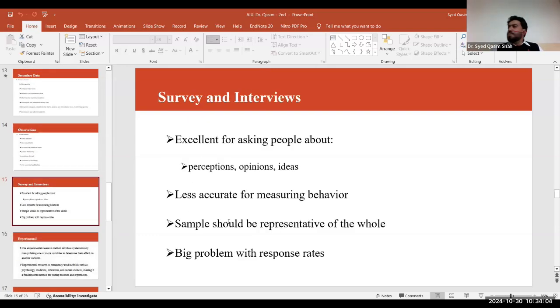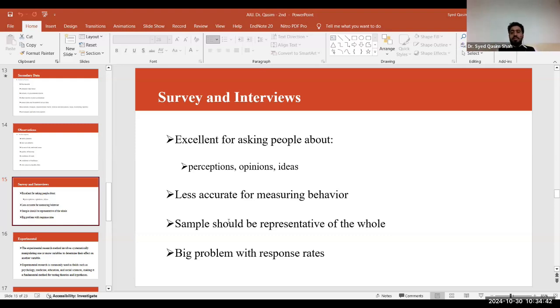If I'm asking people about their perceptions, opinions, and ideas, then I'm going for either surveys or interviews. Surveys mean I'm using a questionnaire, asking a few questions, and they are responding. In interviews, I'm asking a question and getting their opinion verbally, and they are either structured interviews or unstructured interviews. But here we need to consider one thing: whenever we are using surveys or interviews, our sample should be representative of the whole population, right?